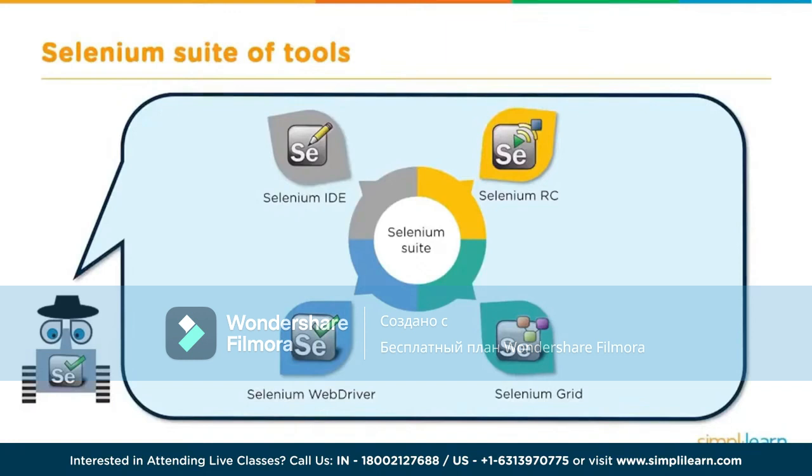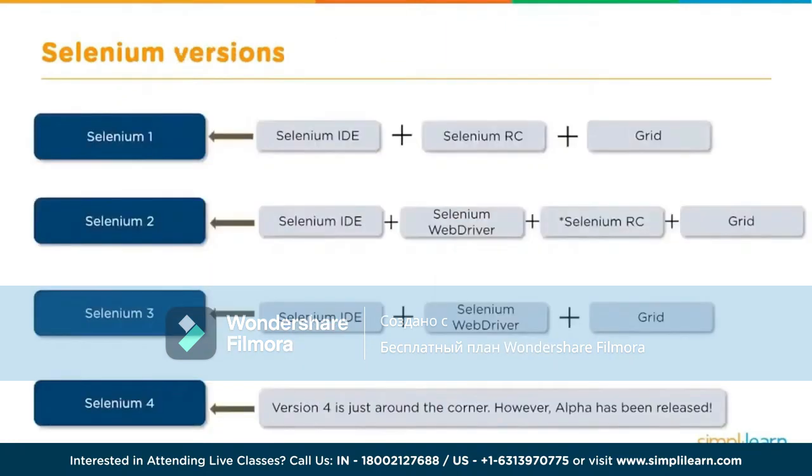And we will go in detail about each of these components. So before that, let's look at the history of Selenium versions. So what did Selenium 1 comprise of? It had an IDE, RC, and Grid. And as I said earlier, there were some disadvantages of using RC. So RC was on its path of deprecation and WebDriver was taking its birth.